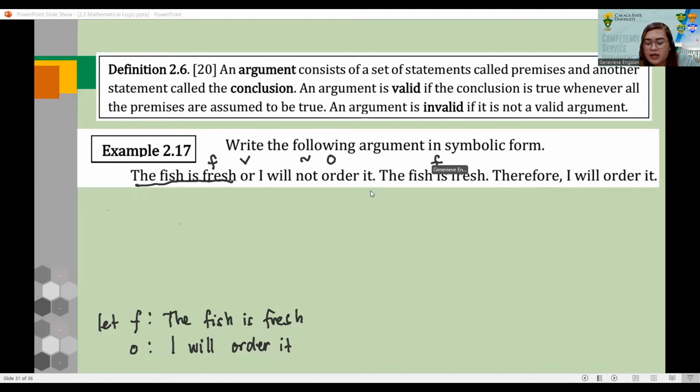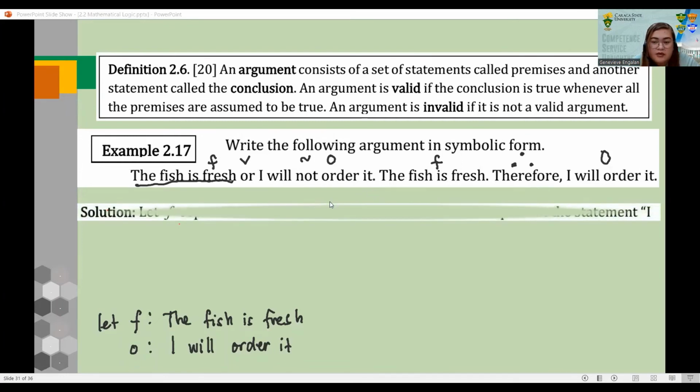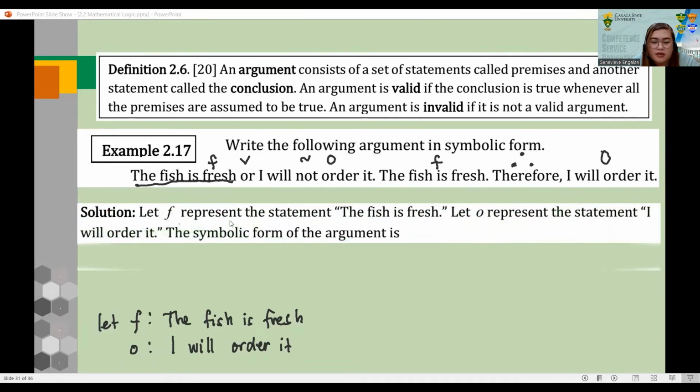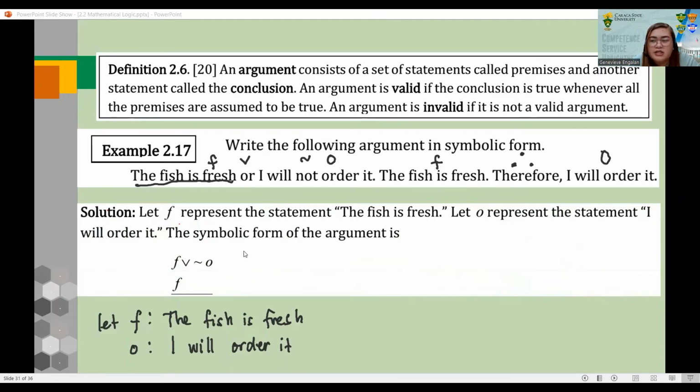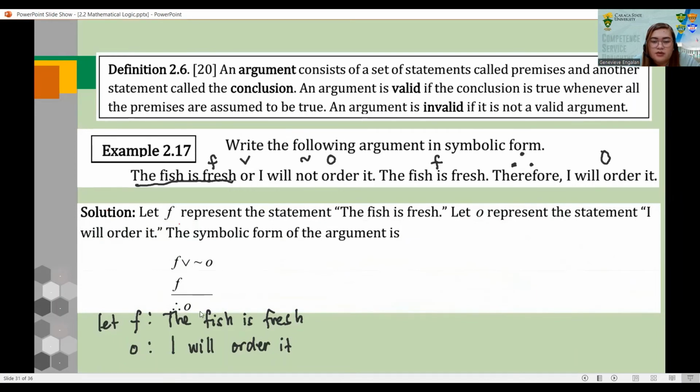Ang therefore class, ang iyahang symbol is kining tulo ka dot. Therefore, I will order it. So, in symbolic form: F or not O. Kana ang first sentence. Ang second sentence, iubutang sa ubos: F. Nya, before sa atong conclusion, butangan nato siya og line. Okay, then, therefore, O. So, nagets ba ninyo?